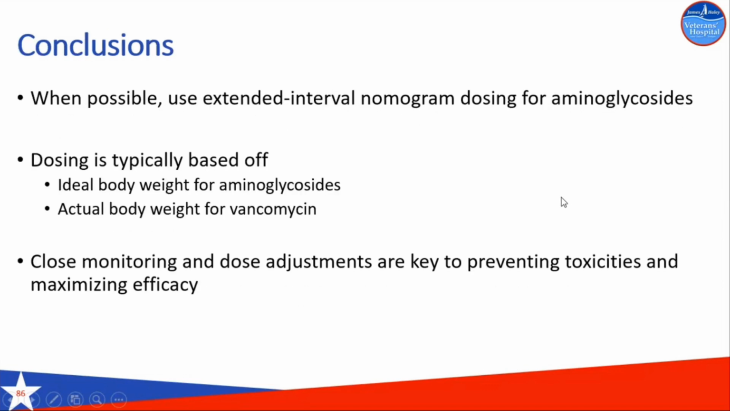All right, so to sum up, in general, both for aminoglycosides and Vanco, when we're using aminoglycosides, we try to use extended interval nomogram dosing when we can. Our dosing weight for aminoglycosides and Vanco is a little bit different. In general, we want to use the ideal body weight for aminoglycosides because of that low volume of distribution. And in general, for Vanco, we're tending to use actual body weight because it distributes a little bit more. And then obviously close monitoring and dose adjustments are key to preventing toxicities and maximizing efficacy.